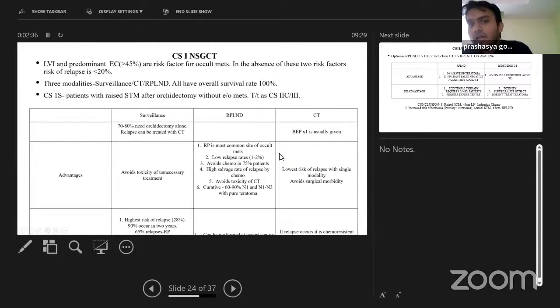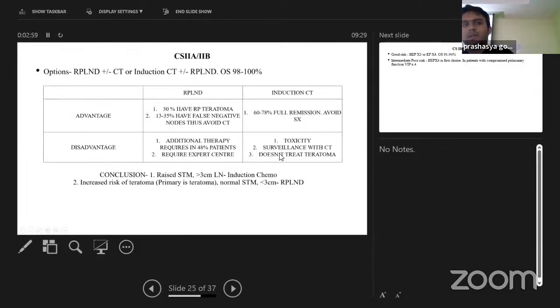For chemotherapy, usually a combination of BEP is given. It has the advantage of having the lowest risk of relapse with a single modality, and it avoids surgical morbidity. The disadvantage is that if relapse occurs, it is usually chemoresistant. For management of clinical stage 2A or 2B disease, we have two options: either a primary retroperitoneal lymph node dissection, plus or minus chemotherapy, or an induction chemotherapy, which can either be followed by retroperitoneal lymph node dissection or not.